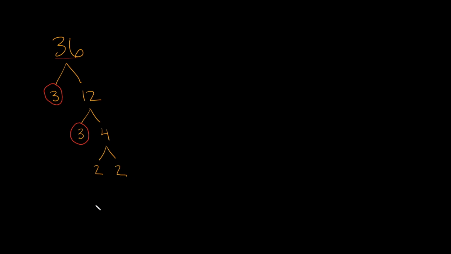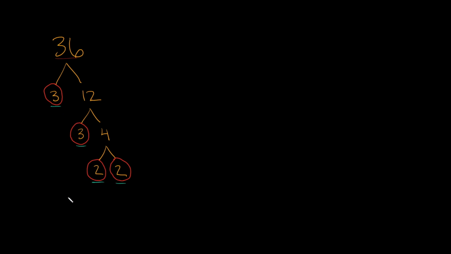Okay, so I broke something down. So again, I'm going to ask myself, do I have any prime numbers? Yes, I do, right? 2 is a prime number, so I'm going to circle both of these. Okay, so I don't have any composite numbers left. There's nothing left to break down, so I'm done. Okay, so now I'm going to write out my prime factors. What are my prime factors? Well, they're all these numbers that we circled, right? So 3, 3, 2, and 2.